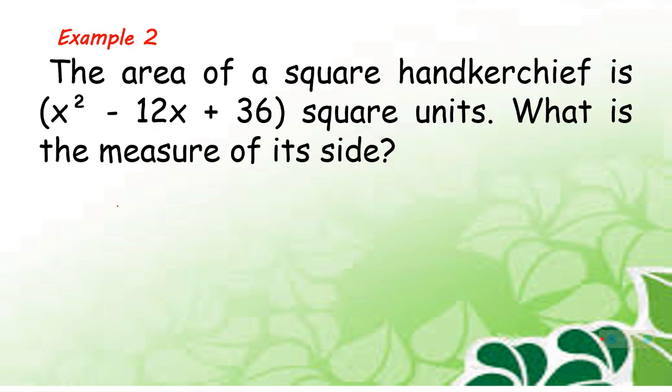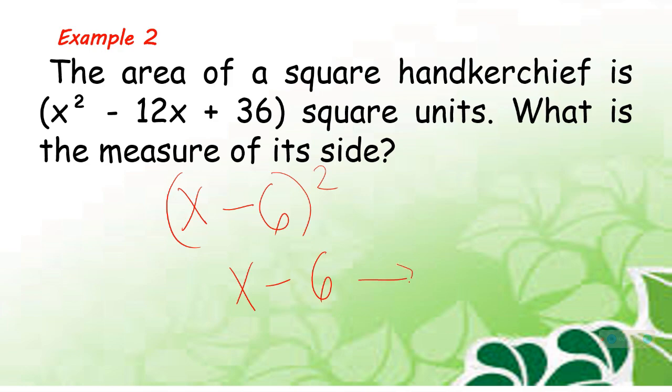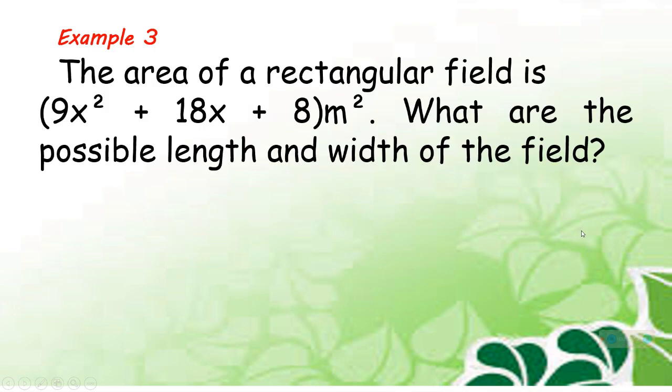Since it is under PST, you may have here x minus 6 in quantity squared. So, therefore, each side has the measure of x minus 6. So, the side of your handkerchief is x minus 6 units. Okay? Any question? Okay, so let's have the third example.